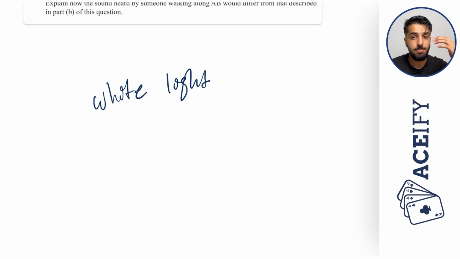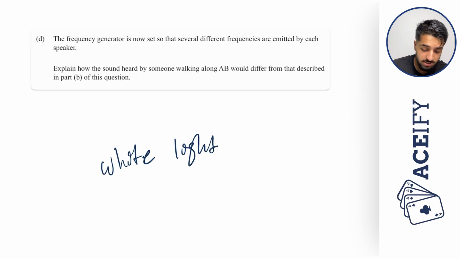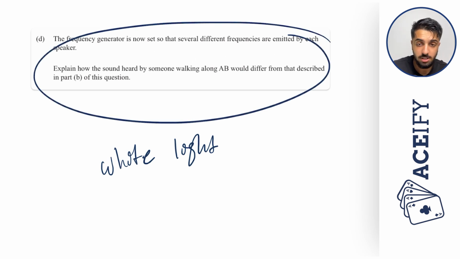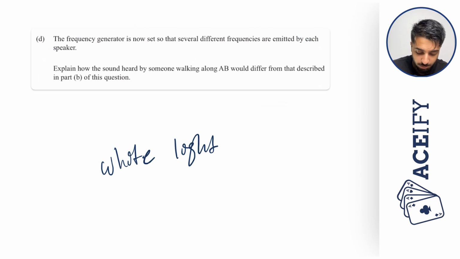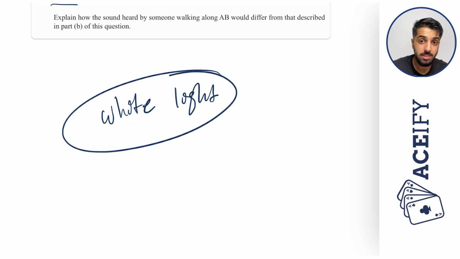And so if we put that through a diffraction grating, what we get is a bunch of different sources of different frequencies. This is essentially the same thing that's happening in this scenario. We have several different frequencies produced by each speaker, which we know is a source. And so several different frequencies from each source is the same thing that we have here. When we put white light through a diffraction grating, we essentially get several different frequencies out of multiple sources. And so the explanation is the same.